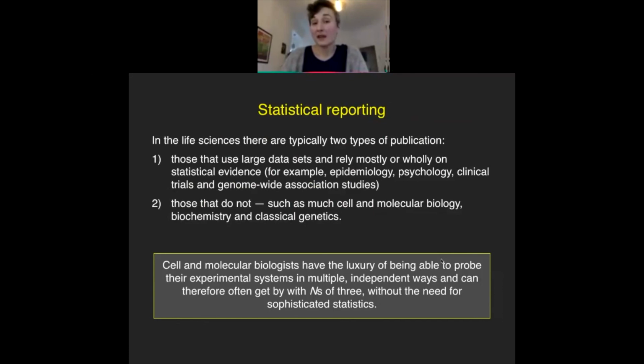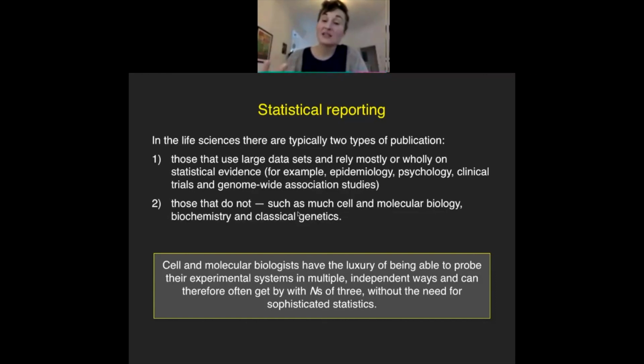Then another point that David Folks made in his comment article that I found interesting was that there are typically two types of publications in biology. There are publications that include large data sets, usually omics-type experiments, for which a good number of statistical tests and procedures are explained, and there are standards for statistics. This would be, for example, epidemiology studies, psychology, clinical trials, genome-wide association studies. But then there are also other types of studies, such as cellular molecular biology, biochemistry, and classical genetics, that do not produce large data sets or use omic-type studies.